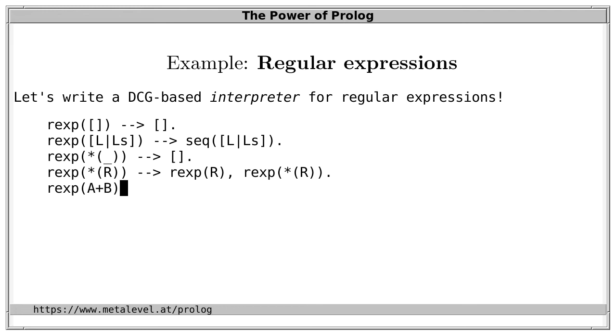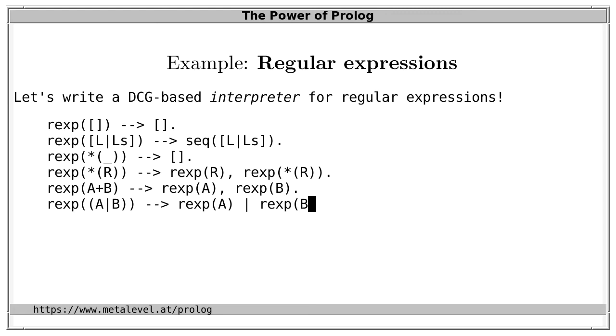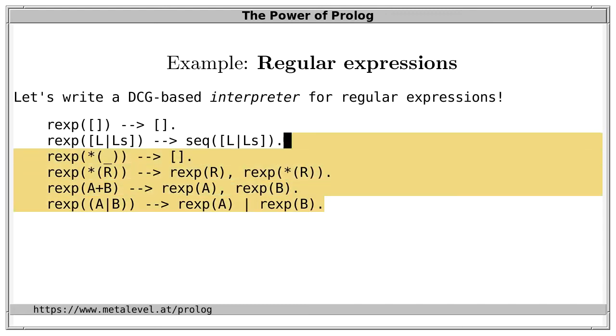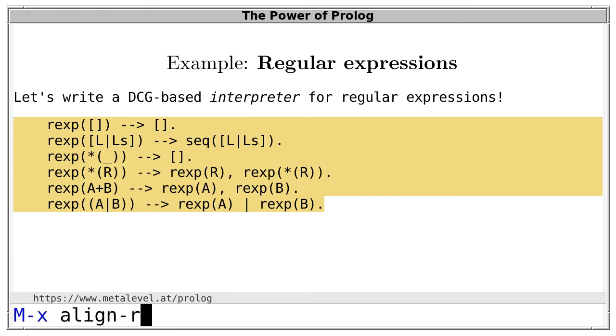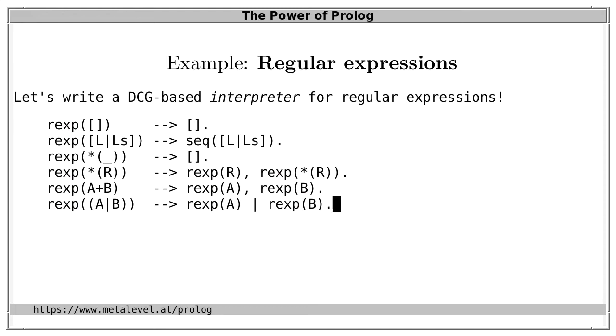Then let's denote with A plus B the concatenation of the sequences described by A and B. And finally, we use a vertical bar to denote alternatives. So that's either the sequence described by A or the sequence described by B. And as before, we prefer a nice alignment of these rules, using a regular expression to align our regular expression code. So let's align at the arrows. And that's it. This is a DCG-based interpreter for regular expressions.